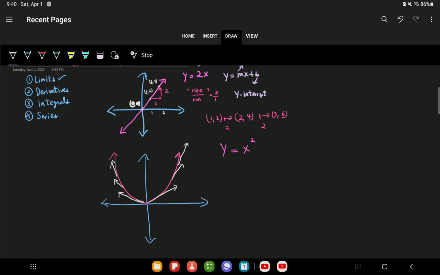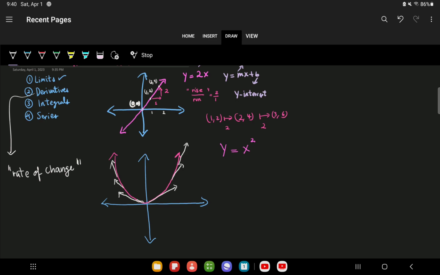So how do we calculate a slope for this? And that is the idea of derivatives. Derivatives basically mean rate of change. And in fact, if you calculate the derivative of a linear function, you will get the slope. The slope is a specific example of a derivative.